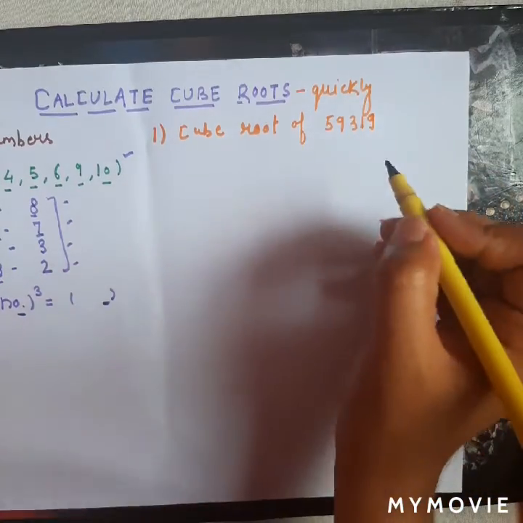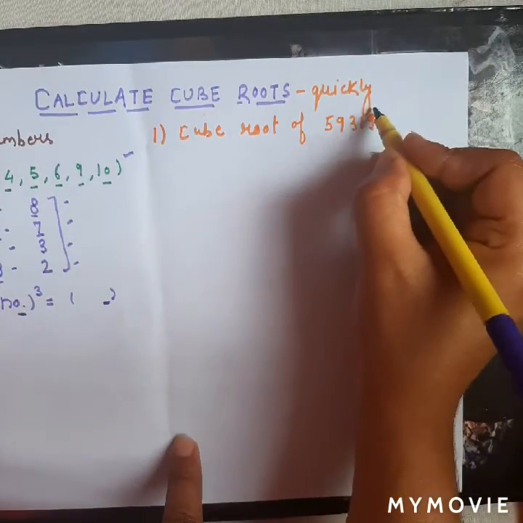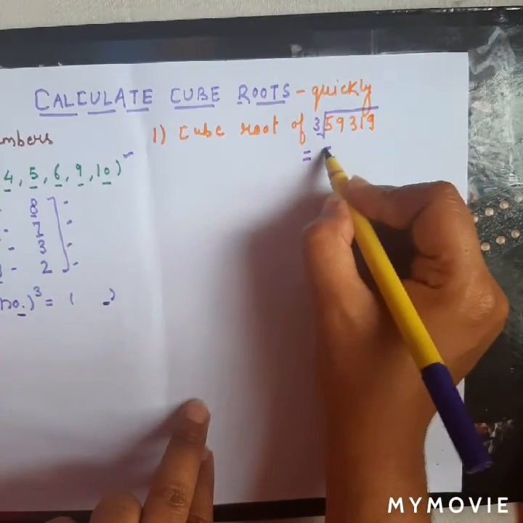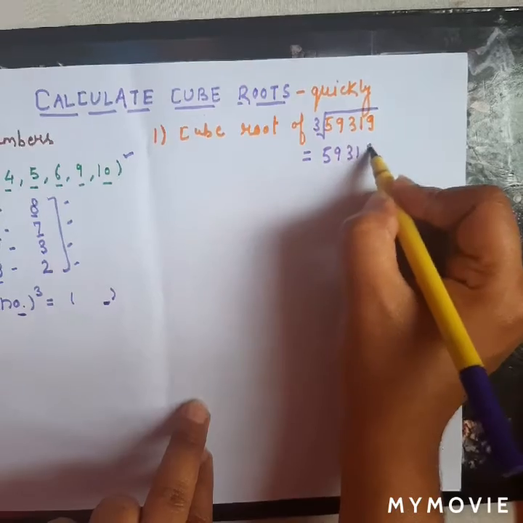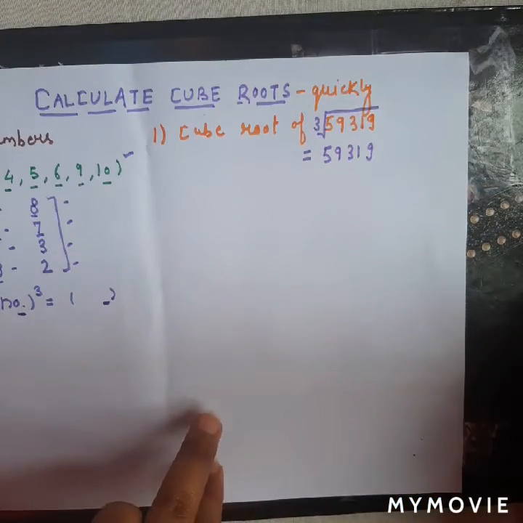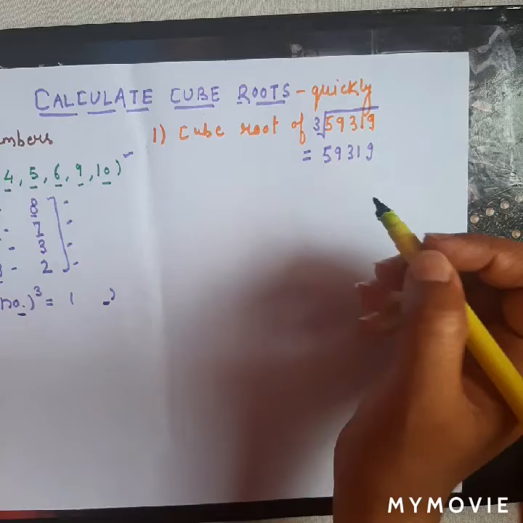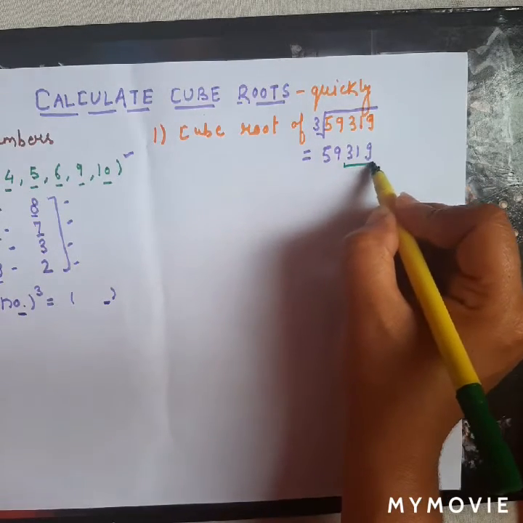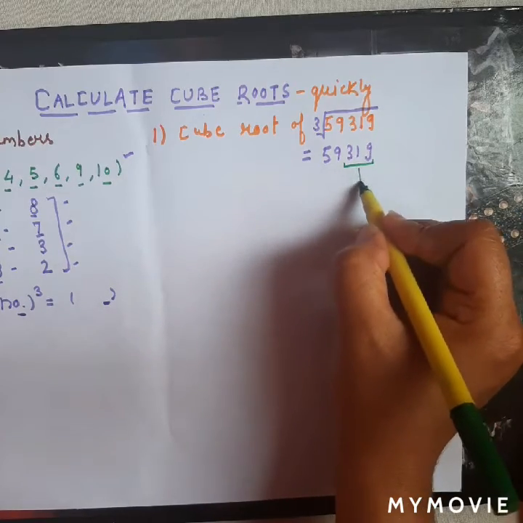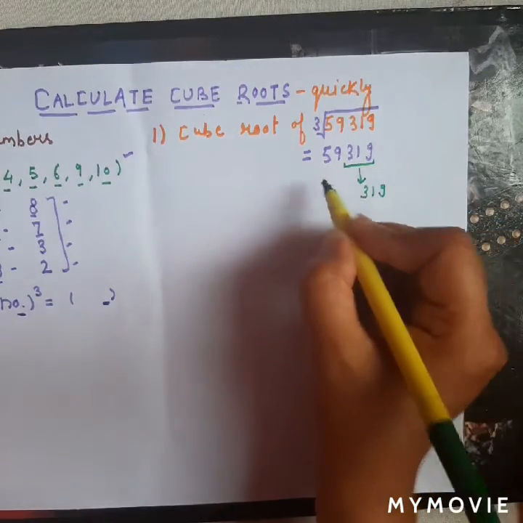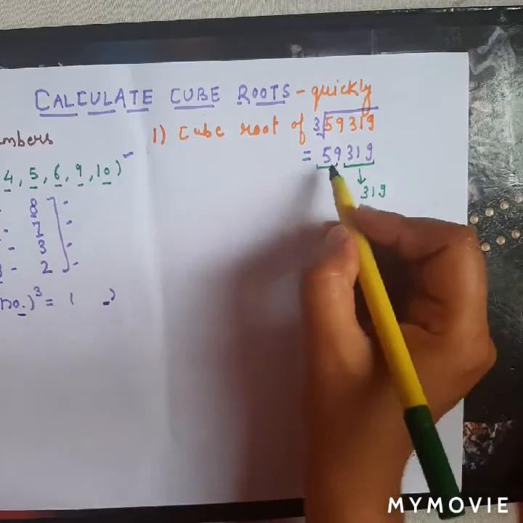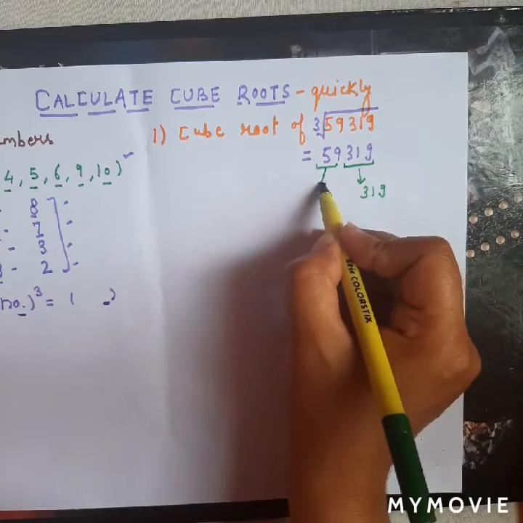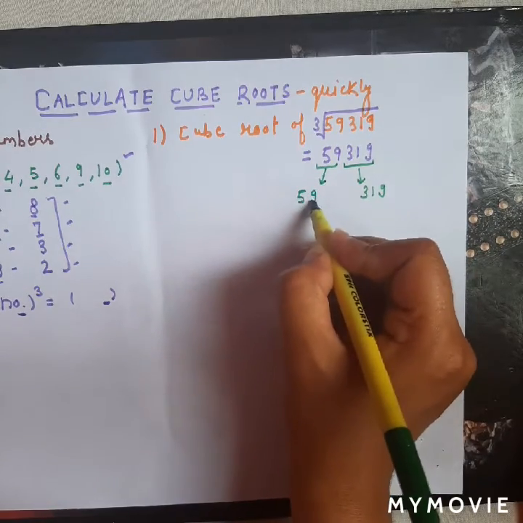And what is the symbol of a cube root? It is this. Okay, so simply I would write 59319. And in the beginning we have to separate the number in this way. From the right side we have to take 3 digits and write them separately, and the other digits, whether it may be 2 digits, 3 digits, or whatever count, you will write separately on this side.